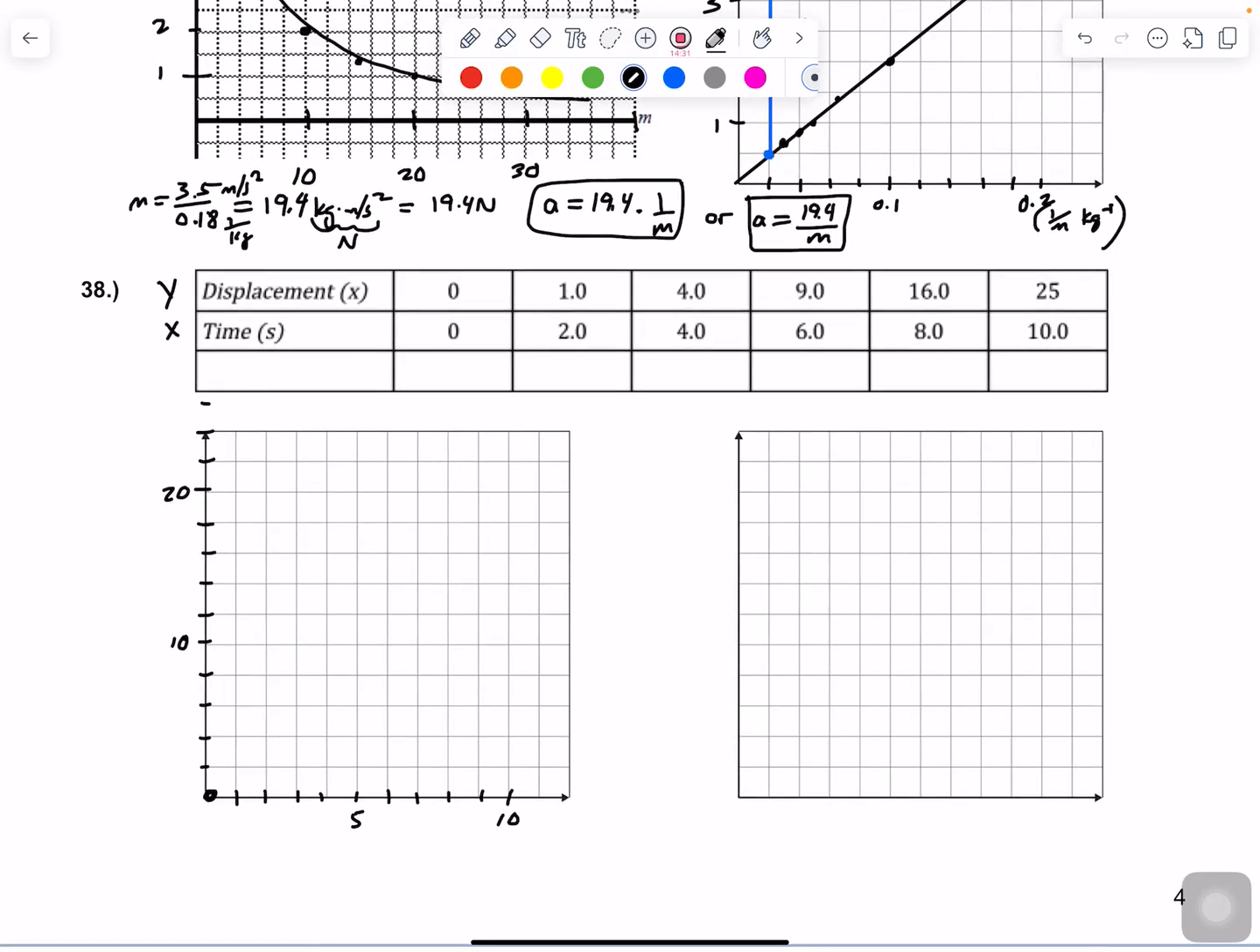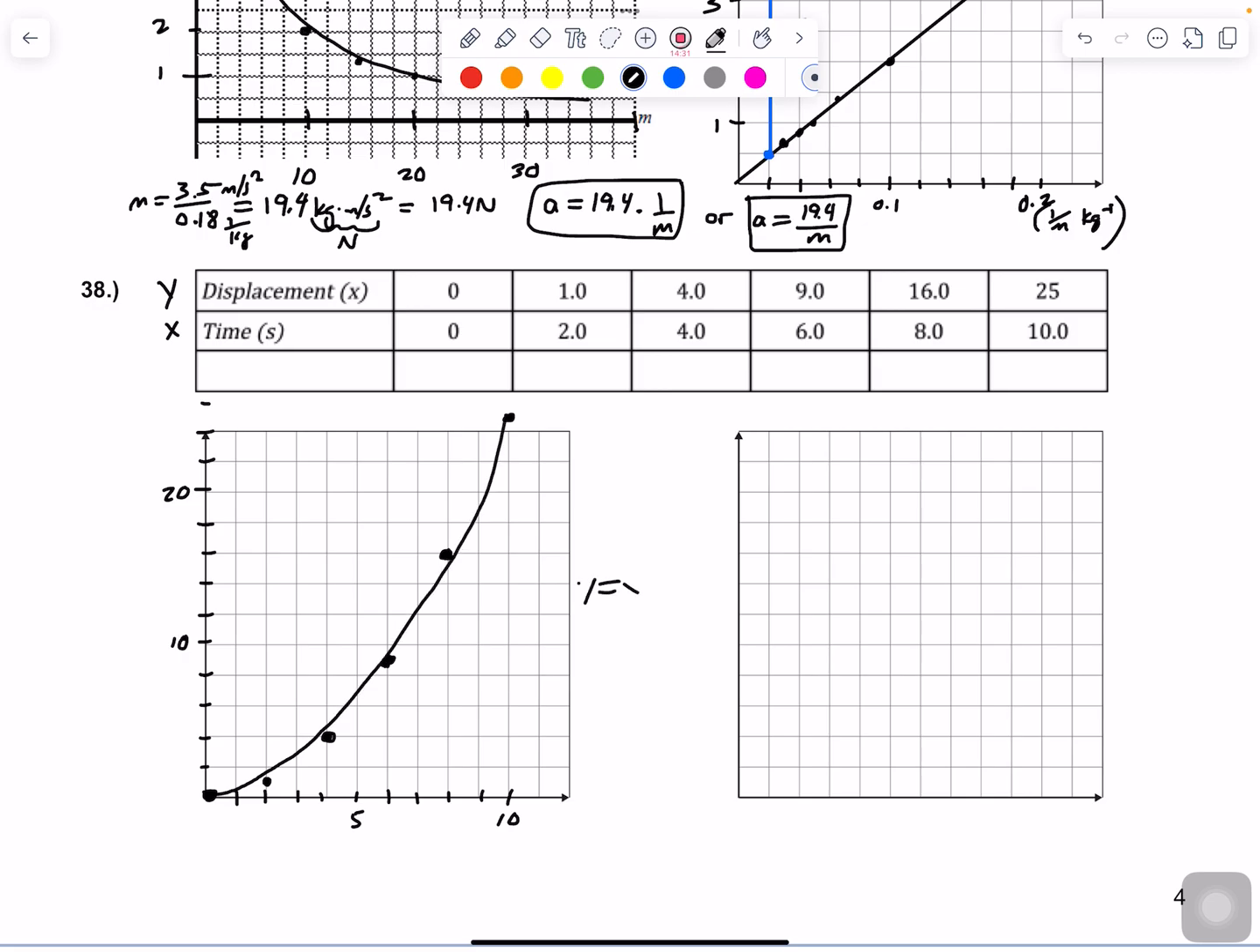So we have a point at 0, 0. We have a point at 2 seconds up 1. That would be exactly right here. We have a point at 4, 4, that would be right here. We have a point at 6 seconds up 9 meters, that would be here. We have a point at 8 seconds up 16, that would be right here. And then our final point is at 10 seconds, we're at 25, which is way up here. So you can see we get a quadratic model.